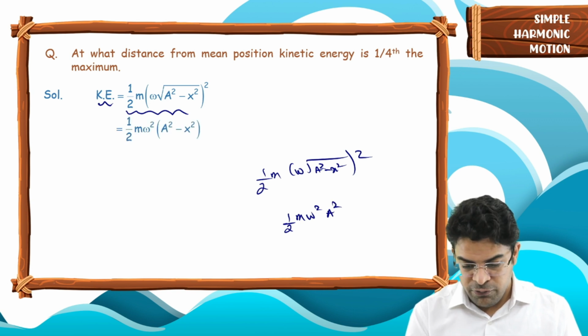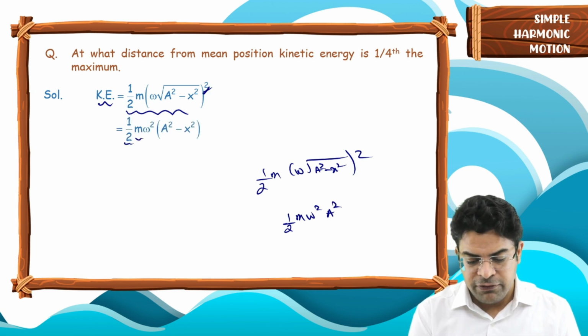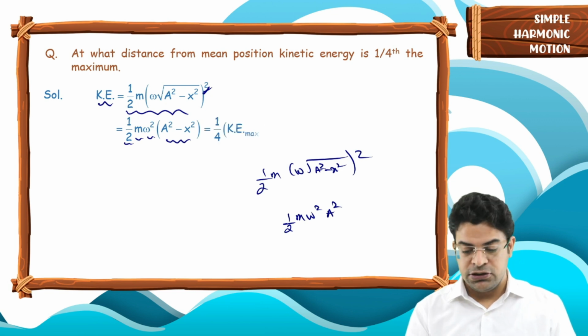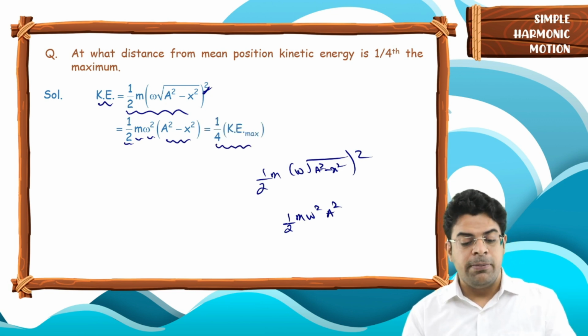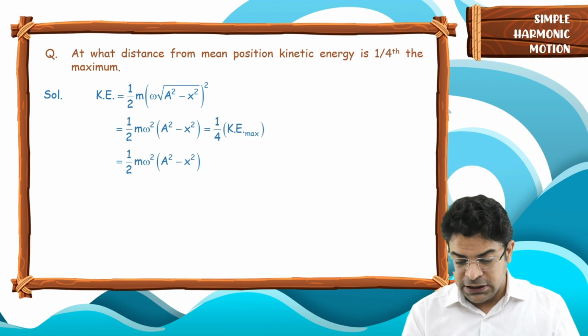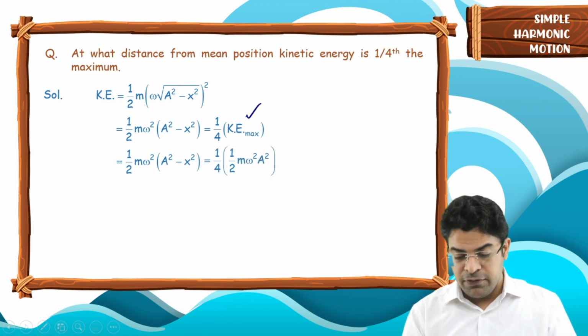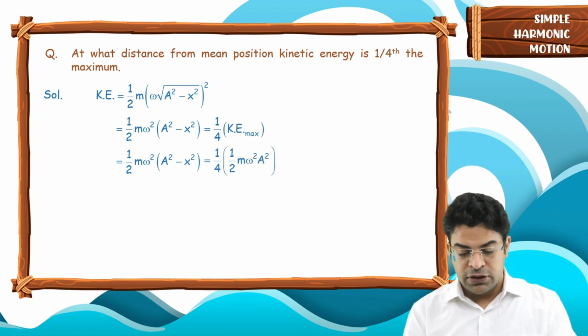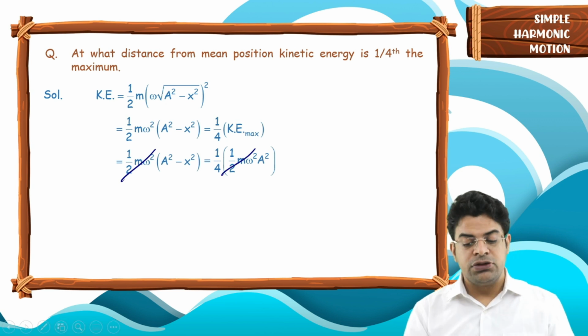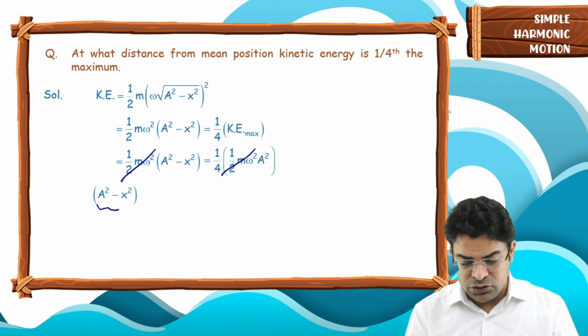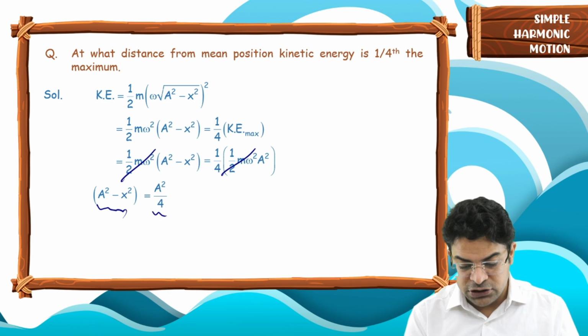So on squaring, we can write half m omega square into a square minus x square has to be equal to 1/4 the maximum kinetic energy, and the maximum kinetic energy is half m omega square a square. So cancel out both the sides, this half m omega square a square. So what you get is a square minus x square equals a square by 4.